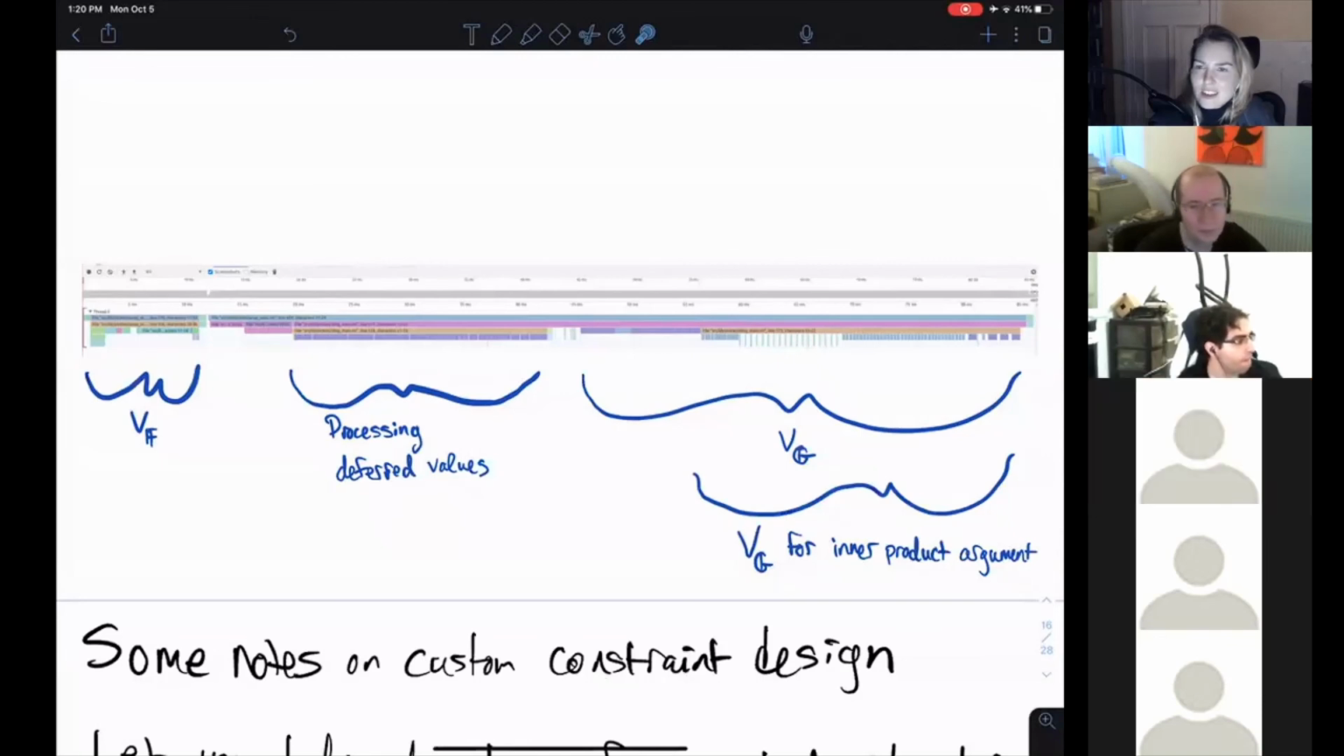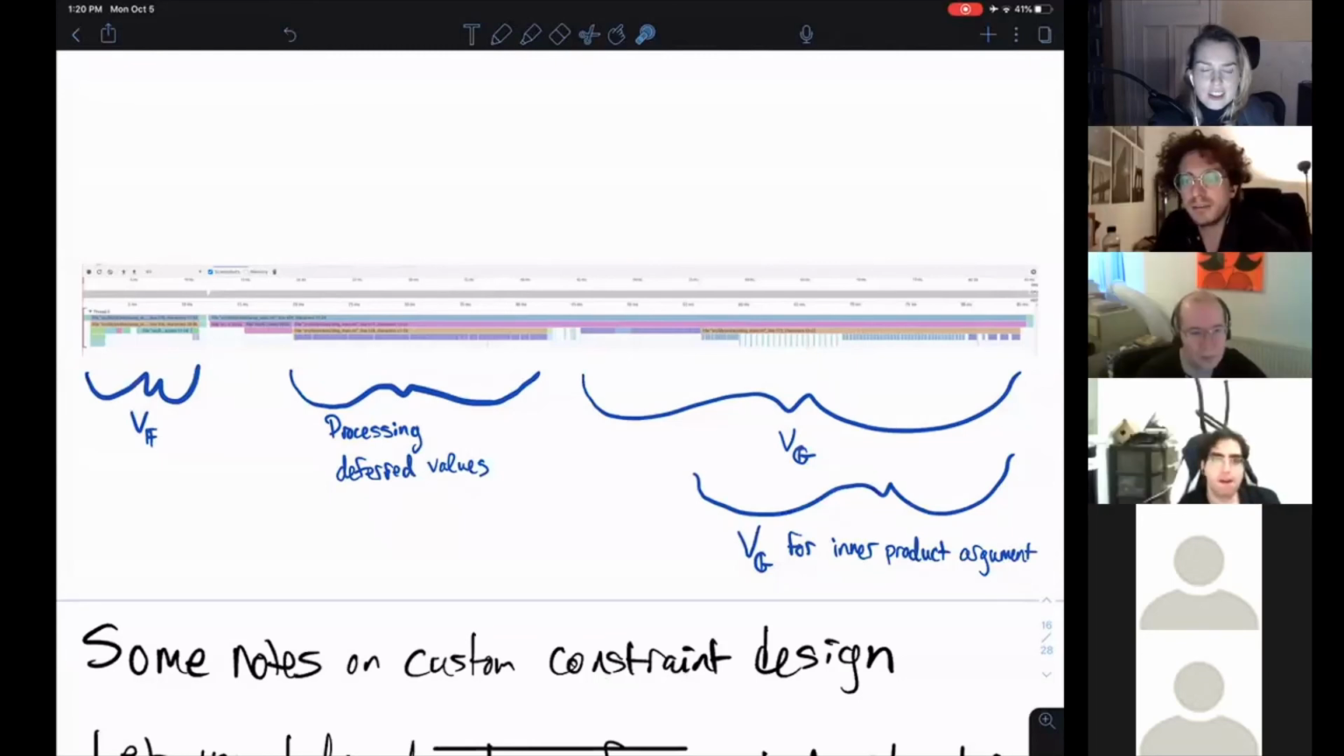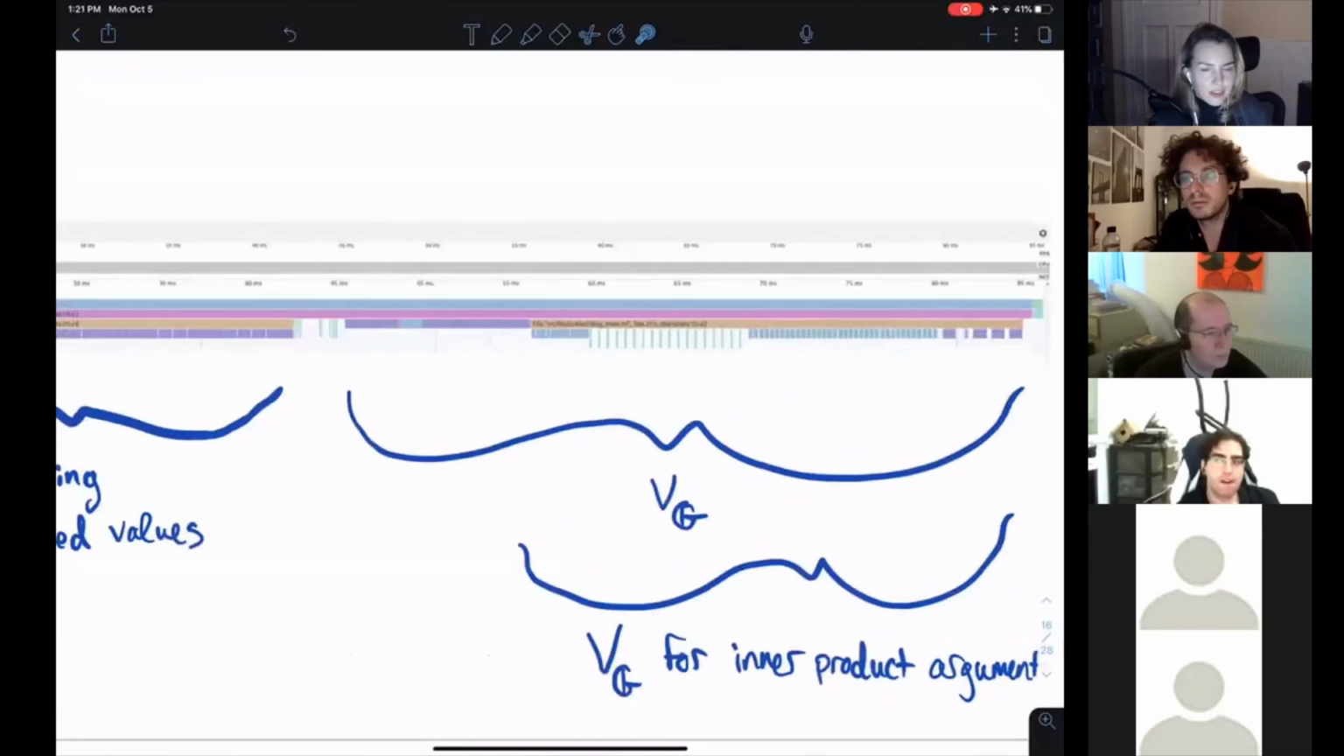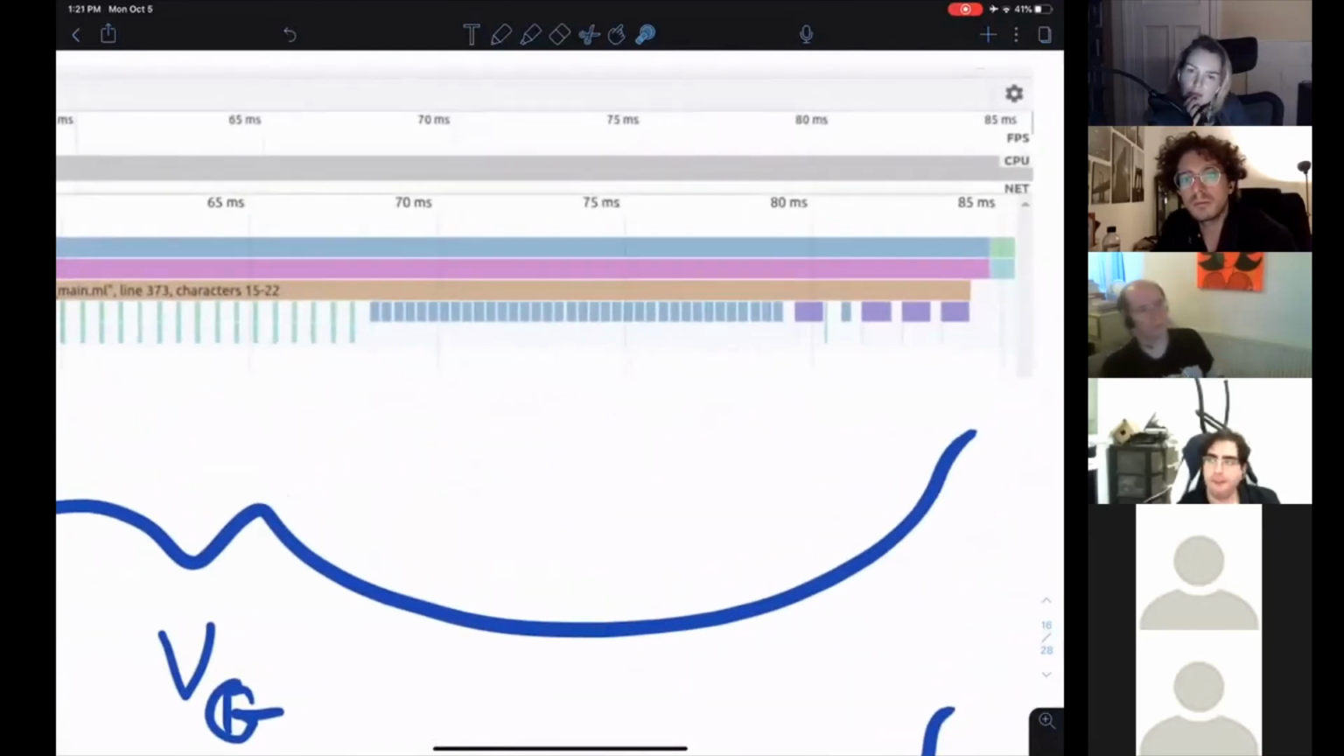How fast does the verify, like it says 85 milliseconds, how fast does it need to be? Oh, so this is actually, we repurposed the Chrome debugger for profiling constraint systems. So 85 milliseconds means 85,000 constraints. Gotcha. How fast does it need to be? I guess that depends on your application.